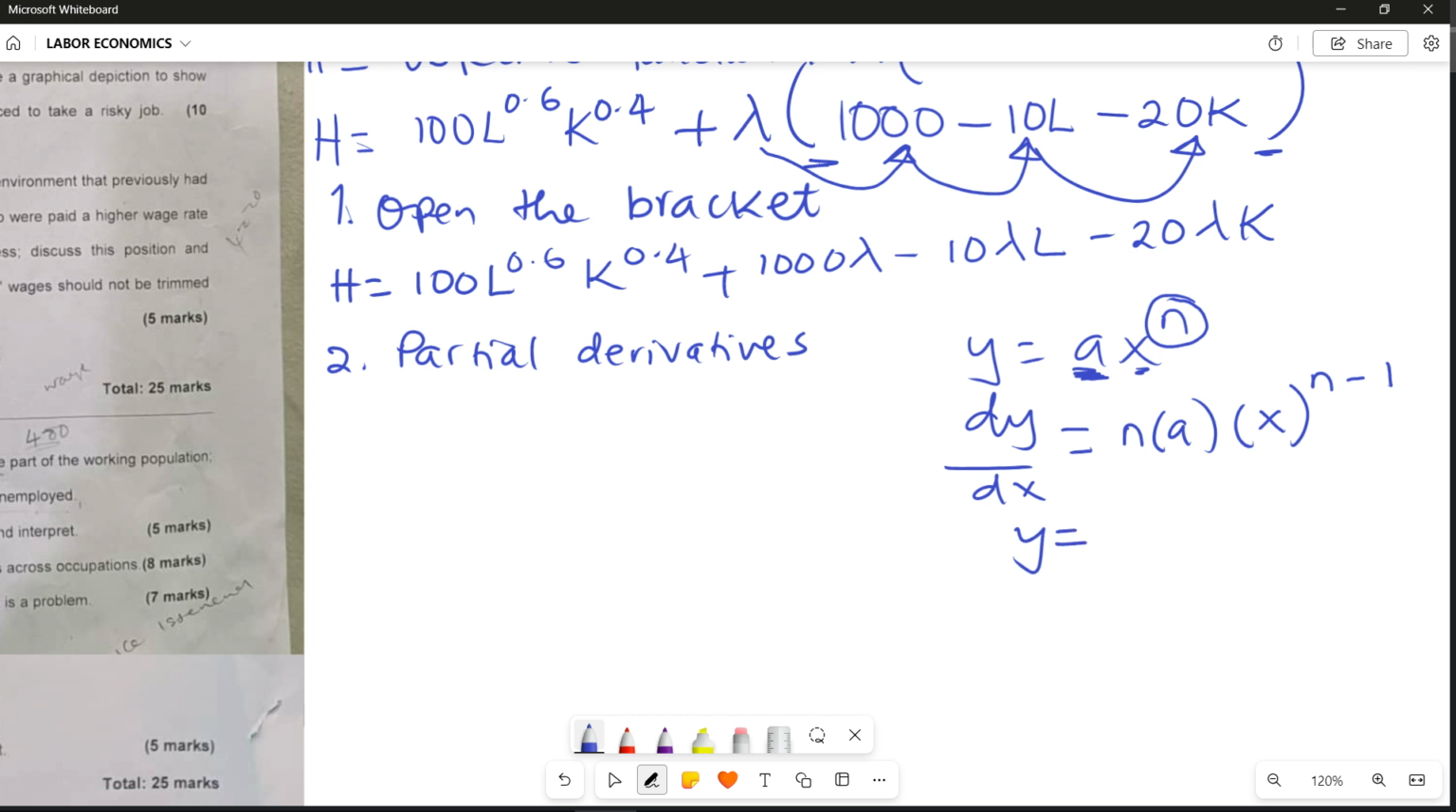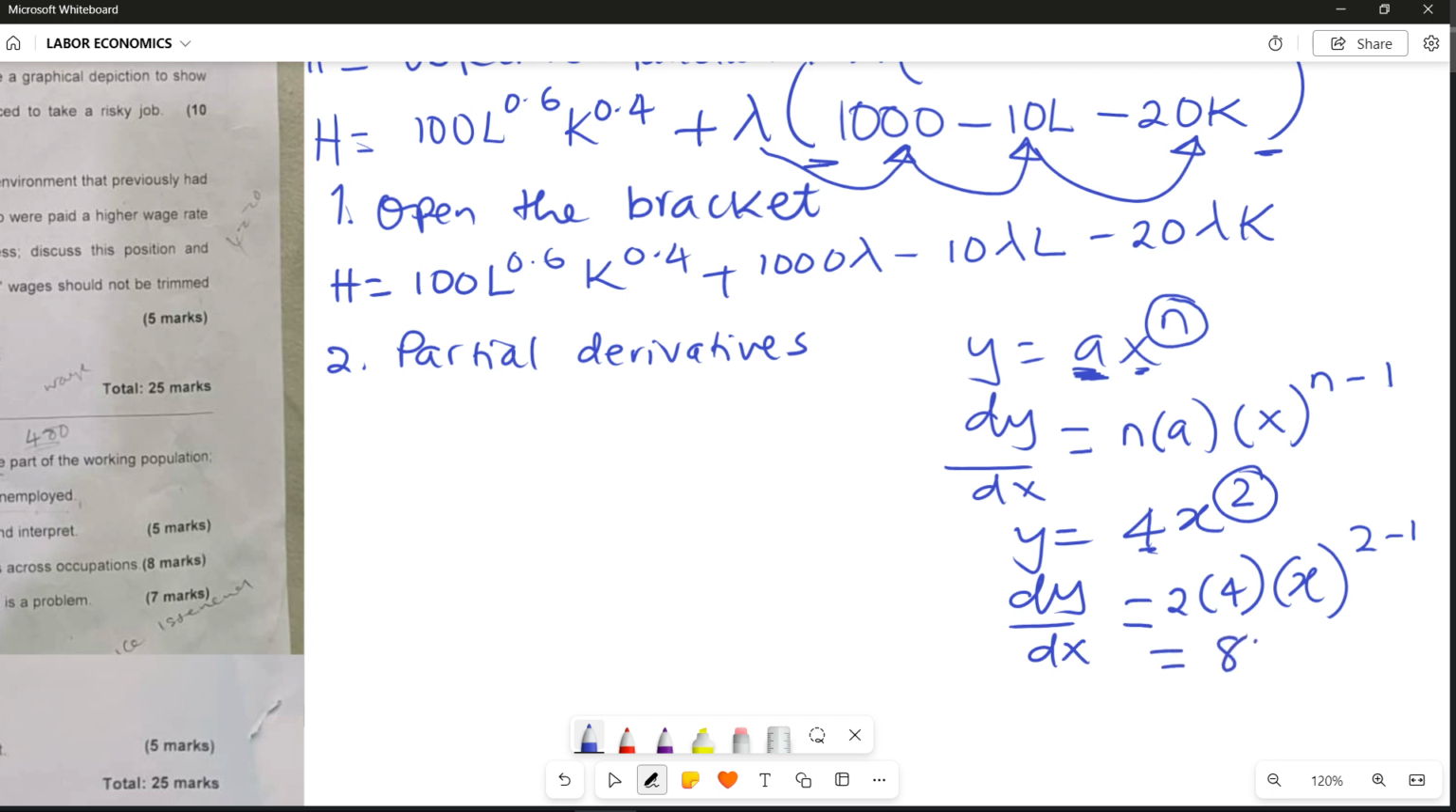Practically, let's say our y is 4x to the power 2, and we want to get dy/dx. We want to differentiate this. We get that 2 multiplied by the 4, then we also multiply this whole thing by x, and from the power, which is the 2, we subtract 1. Our answer will just be 2 times 4, 8, multiplied by x to the power 1, because 2 minus 1 is 1. So that is how we differentiate. We're just going to borrow this same concept and apply it here. That was just a reminder on differentiation.